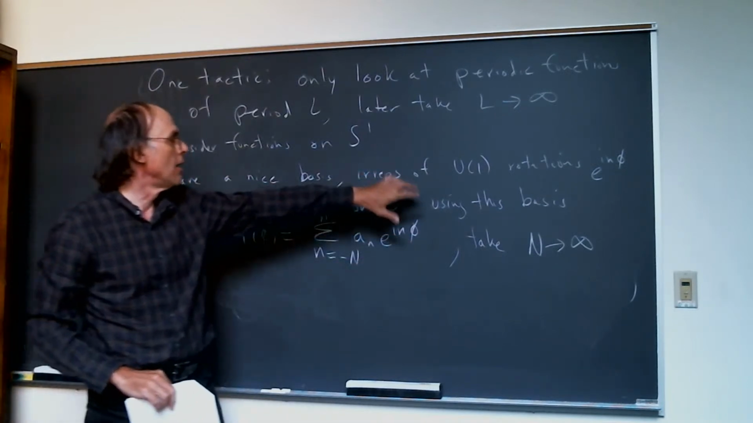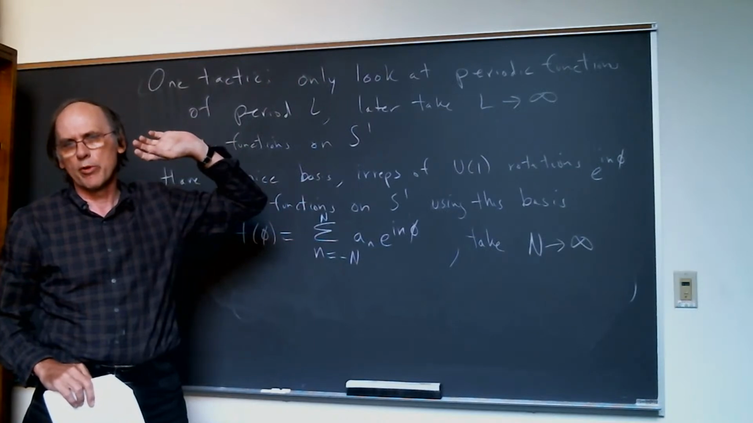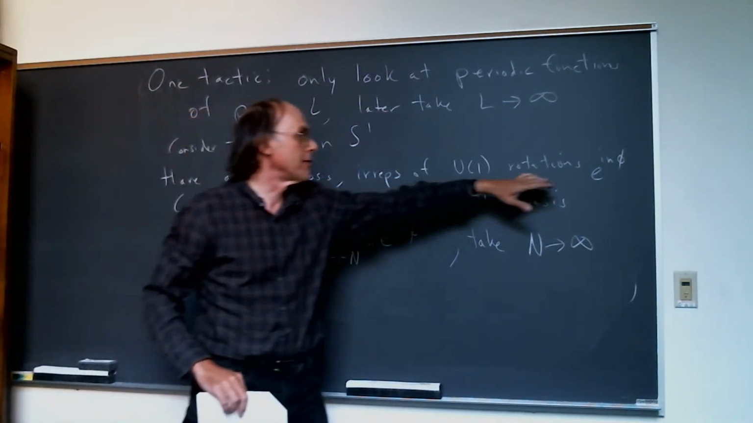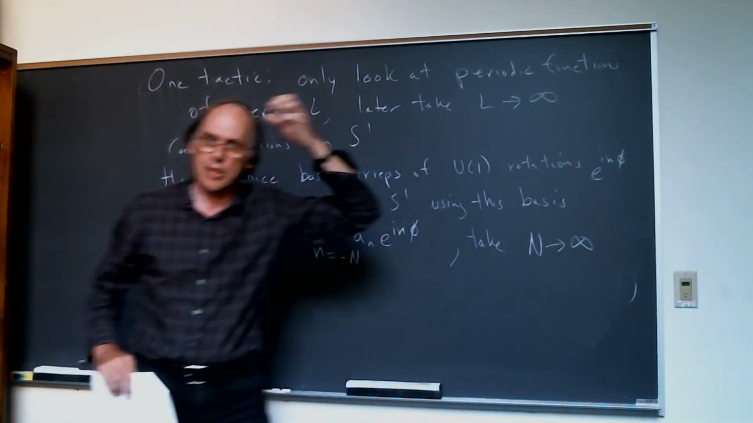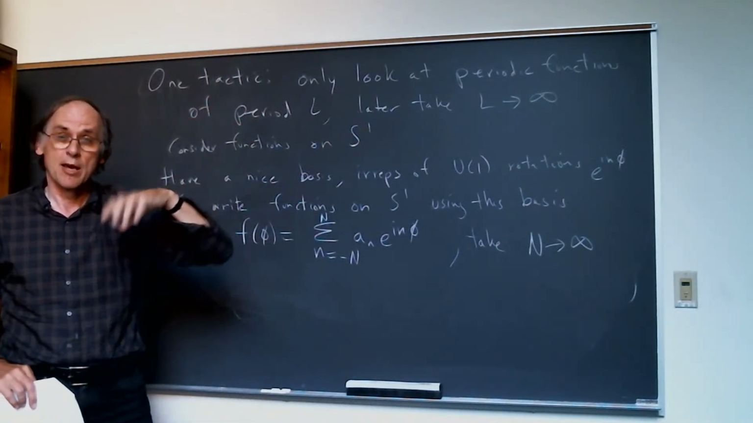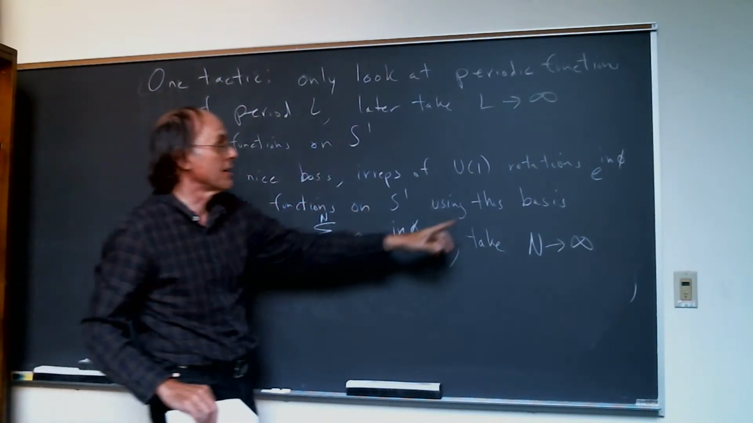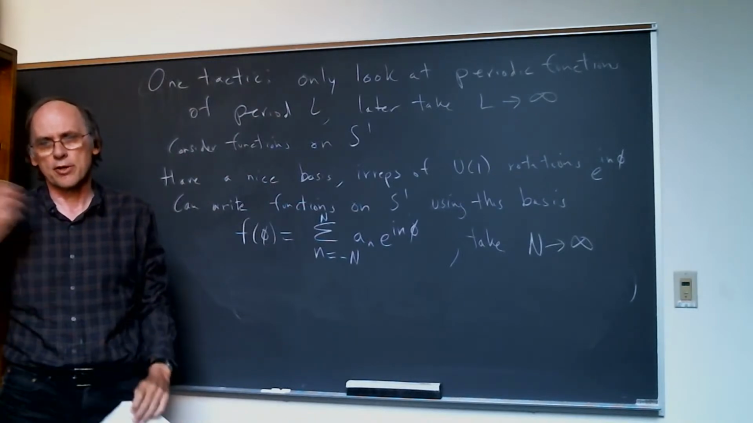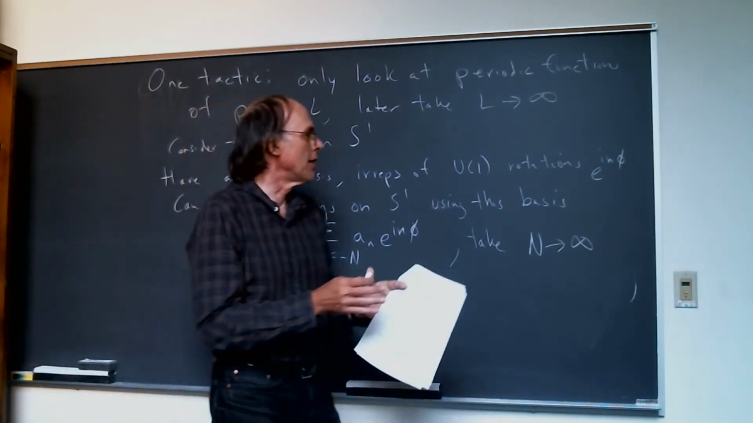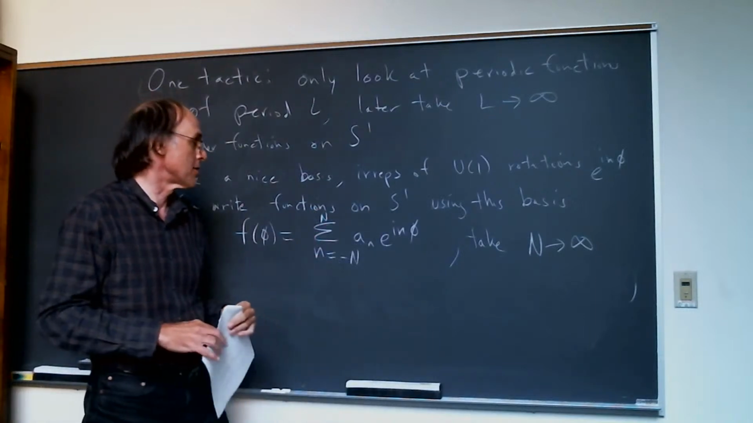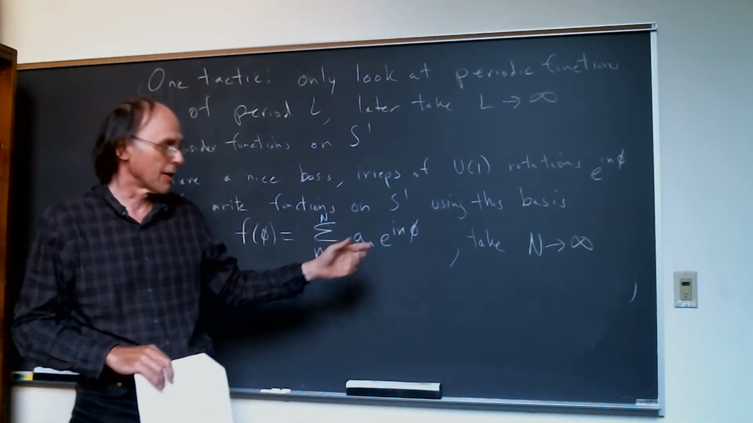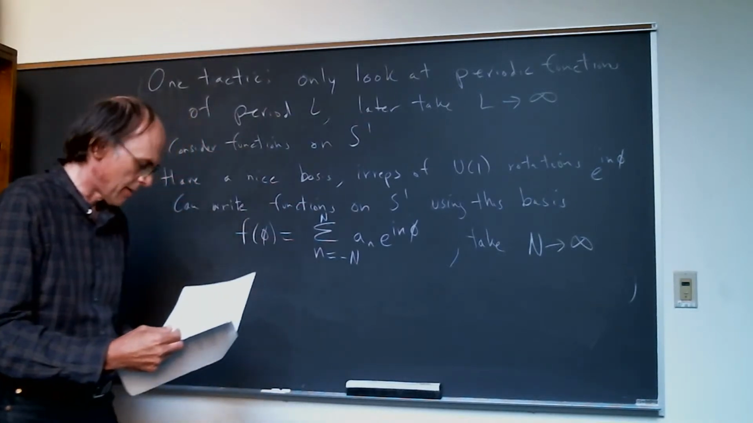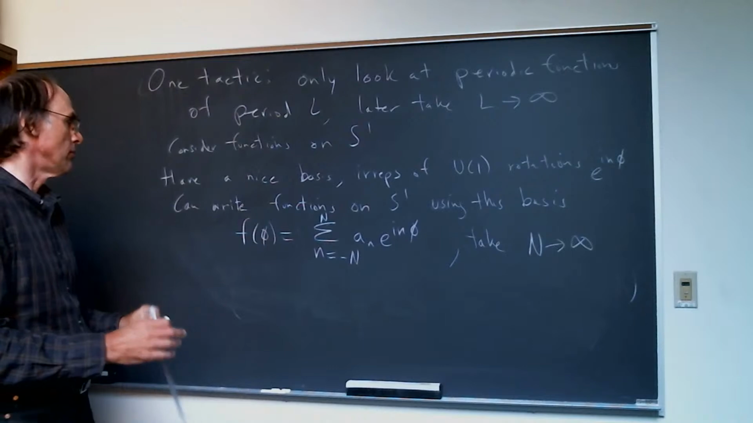And here on the circle, you don't have this problem with the basis elements given by the irreducible representations of translations being non-normalizable. So these e to the i n phi are perfectly normalizable on the circle. The problem is only going to happen as you take the size of the circle to infinity. That's when you're going to start to get a problem.